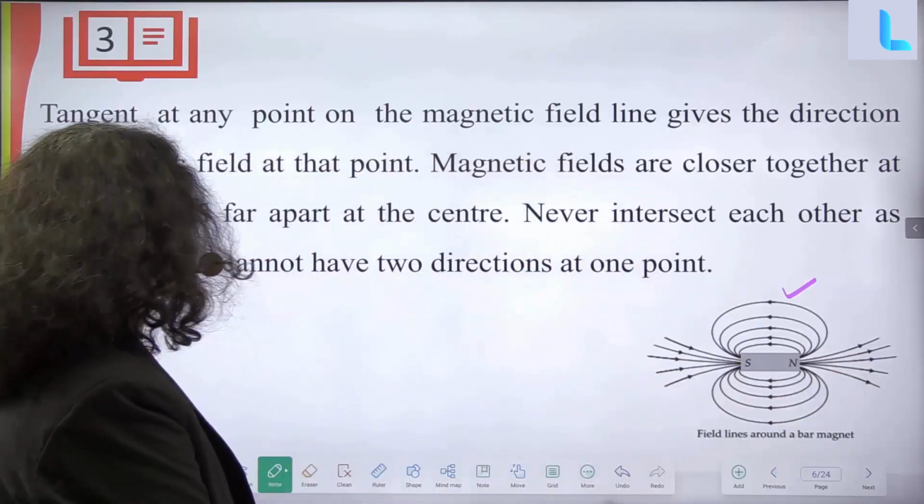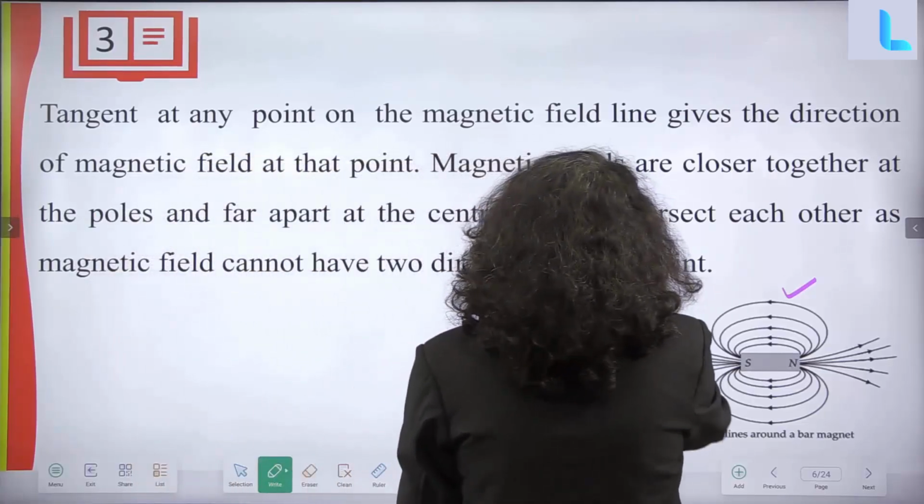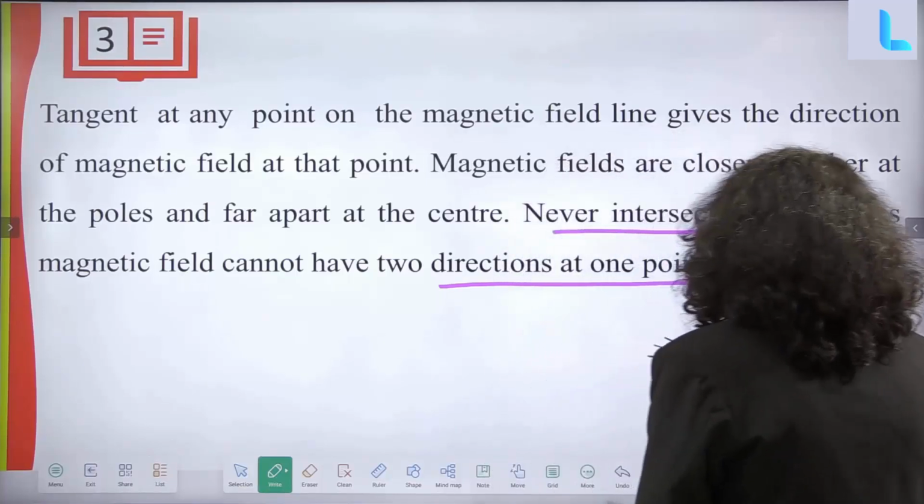They never intersect each other. The magnetic field cannot have two directions at a point. They never intersect and never have two directions at a point.